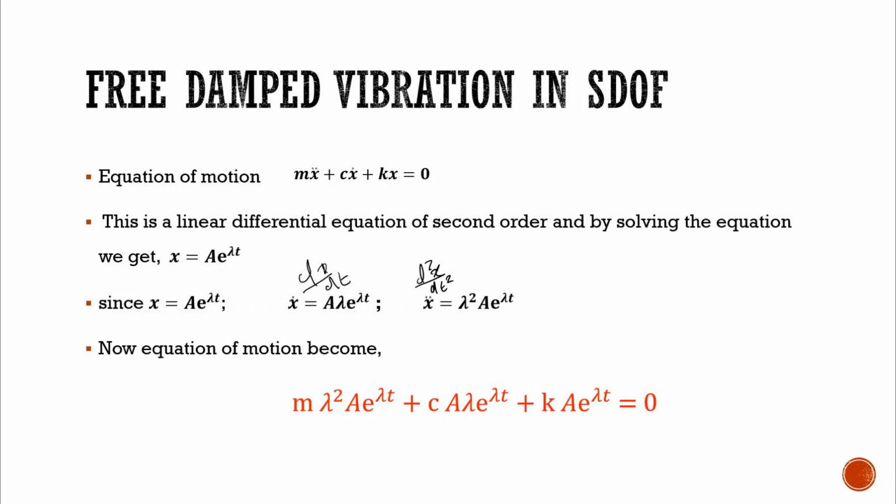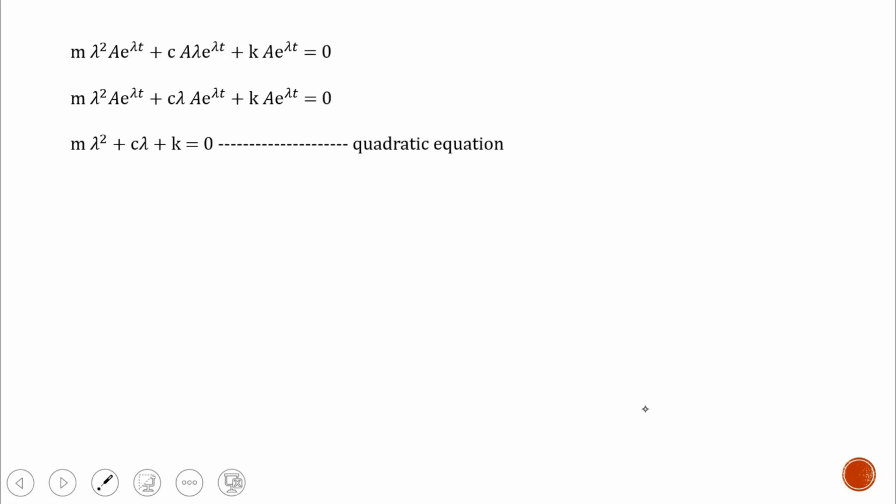Now the equation of motion, when we substitute x dot, x double dot and x in terms of a e raised to lambda t, becomes m into lambda square a e raised to lambda t plus c into a lambda e raised to lambda t plus k a e raised to lambda t is equal to 0. Now a into e raised to lambda t is a common term, so I am deleting that term from all the terms. Then our equation becomes m lambda square plus c lambda plus k is equal to 0, which is a quadratic equation.